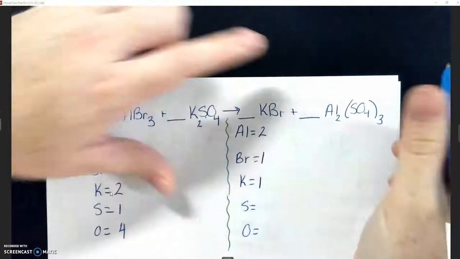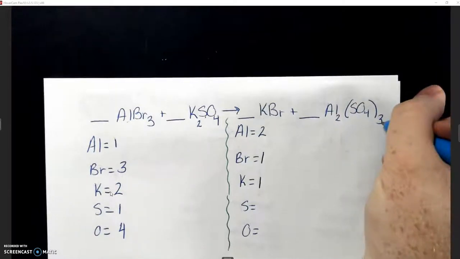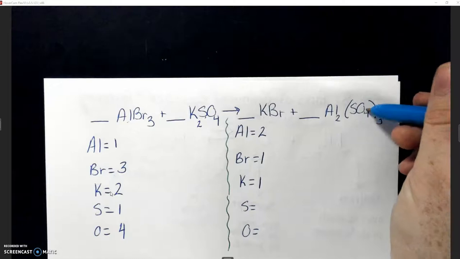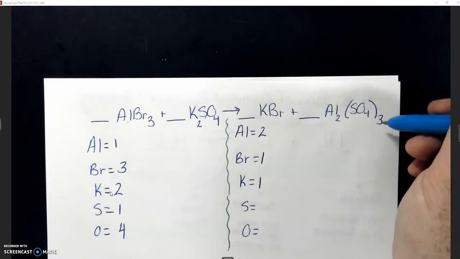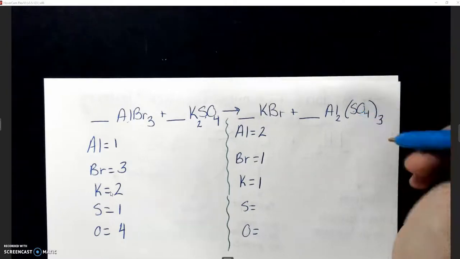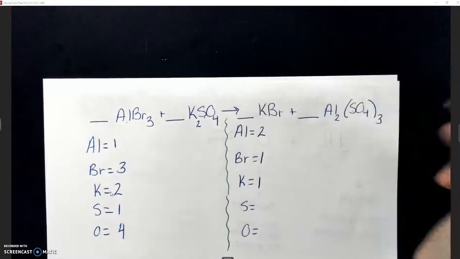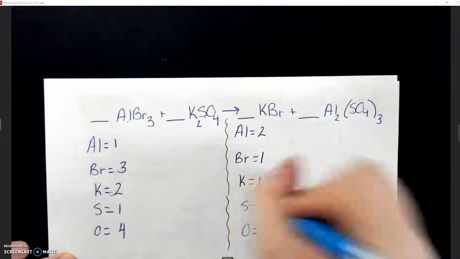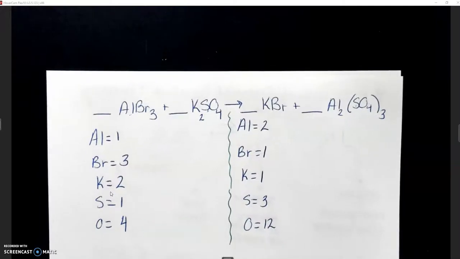2 aluminums, and now here's where things are going to get a little tricky. This 3 on the outside in parentheses applies to both this oxygen and this sulfur. And we are going to multiply this subscript by the subscripts on the inside. So the total number of oxygens we have is 3 times 4 oxygens, which is 12. 3 times 1 sulfur, which is 3. Clearly the equation is unbalanced, so let's go ahead and balance this out.